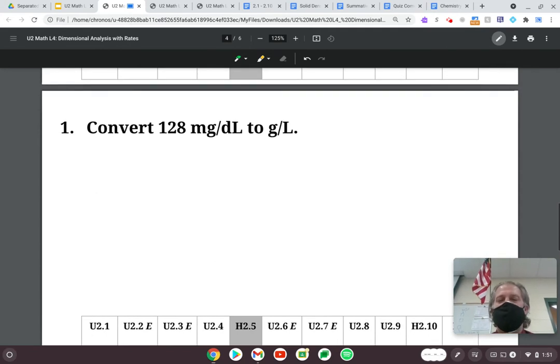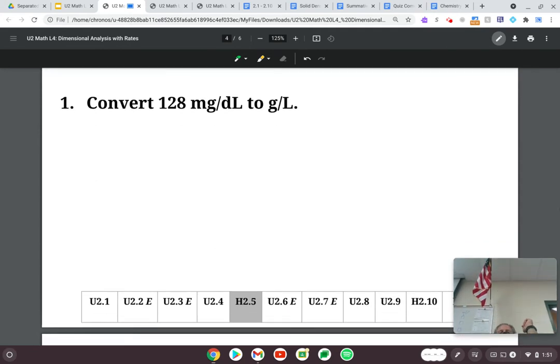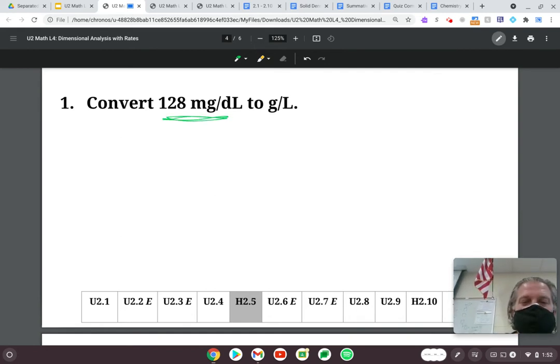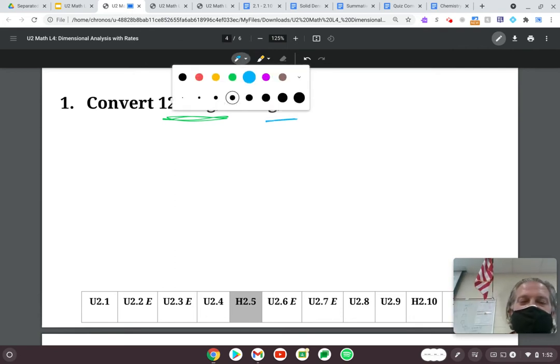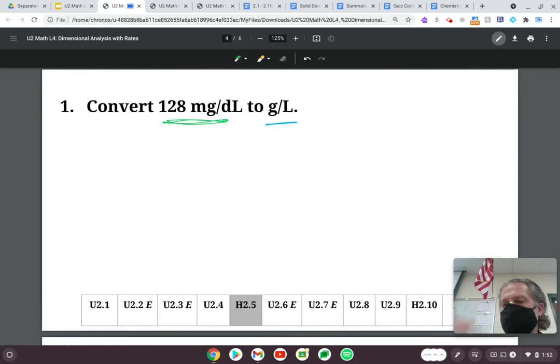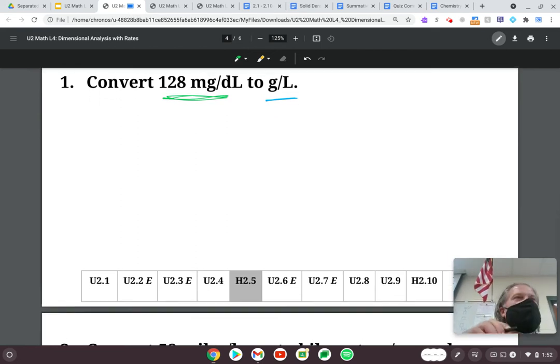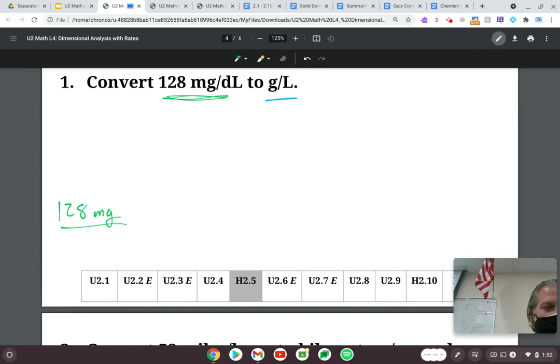So here we have a relationship where we're going to convert 125 milligrams per deciliter to grams per liter. So we're looking at the relationship of milligrams per deciliter to grams per liter. And for me, sometimes I need to actually see it. I can't look at those words and understand what they're trying to tell me. So a lot of times I will write out 128 milligrams and put it over 1 deciliter because that helps me see stuff.